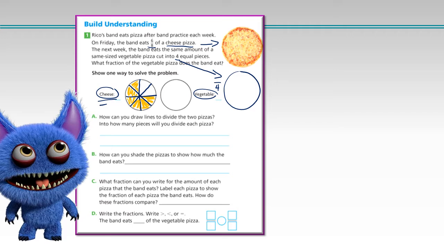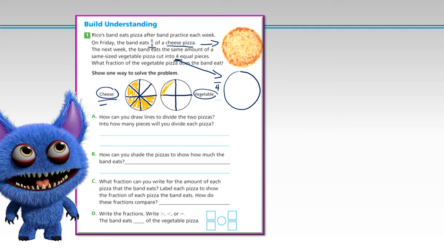Now let's go to our vegetable pizza. So we know we have 4 equal pieces. So I'm going to go ahead and split my pizza into 4 equal parts. The question is asking me, what fraction of the vegetable pizza does the band eat? Now we know they eat the same amount. So if they eat the same amount as the cheese pizza, how many of those parts do I have to shade in? Well, let's see what it looks like.